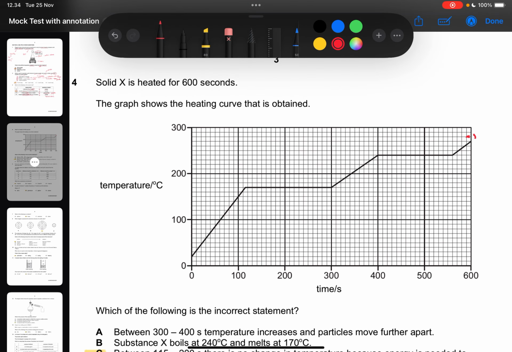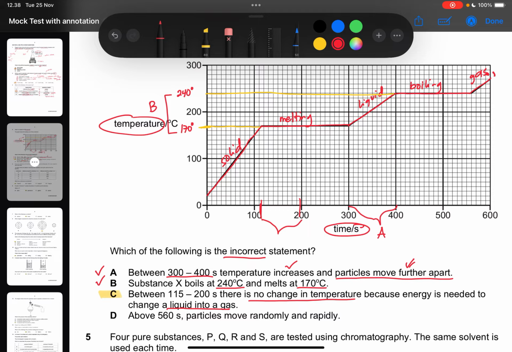So this is our statement B. Statement C, between 115 seconds to 200 seconds. 115 is somewhere here, and 200 seconds is this one. So we're talking about this. There is no change in temperature because the energy is needed to change liquid into gas. So the first statement, there is no change in temperature. That is correct because as we can see, it's the point where it is melting. So our temperature is constant.